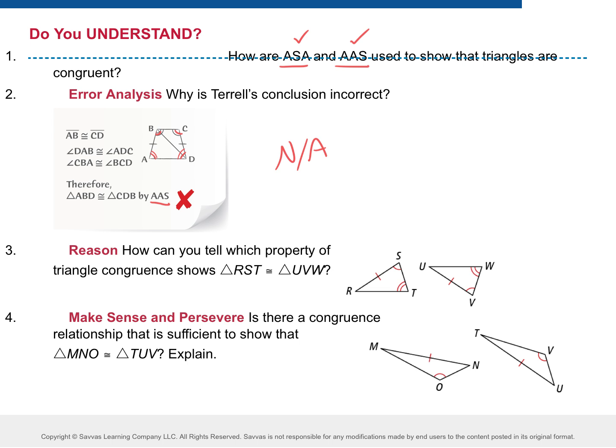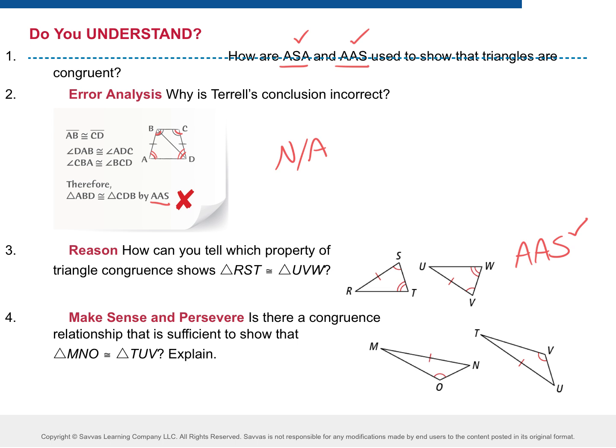Number 3, how can you tell which property of triangle congruence shows that those two triangles are congruent to each other? Angle, angle, side. Yep. Angle, angle, side. Does everyone agree? All right. Number 4, is there a congruence relationship that is sufficient to show that those two triangles are congruent to each other?